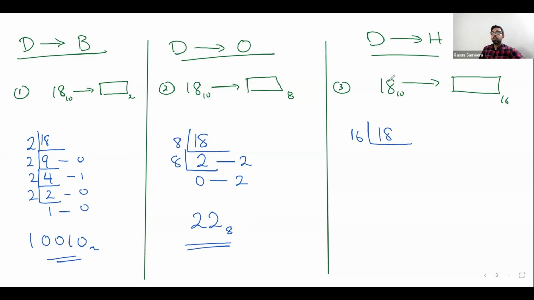Right. Next. 16 times 1 is 16. 2 remains. Answer is 1 2 base 16. Easy. Got it? Same technique. Another 3 conversions are done.